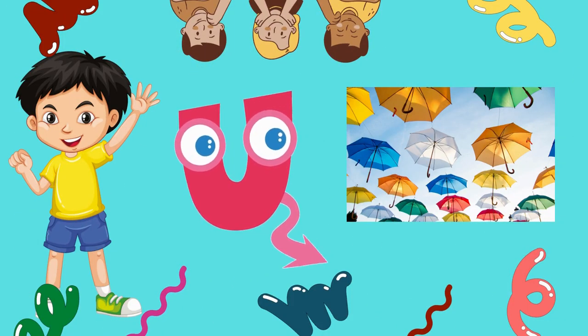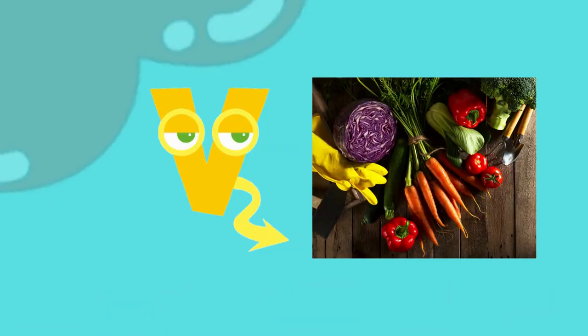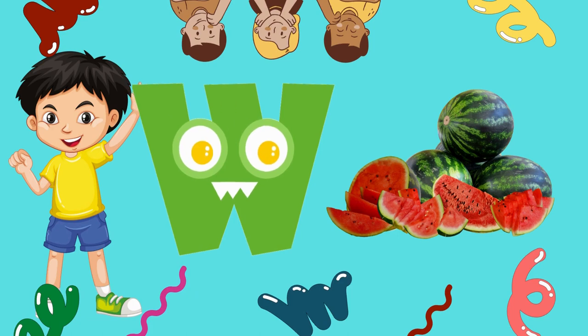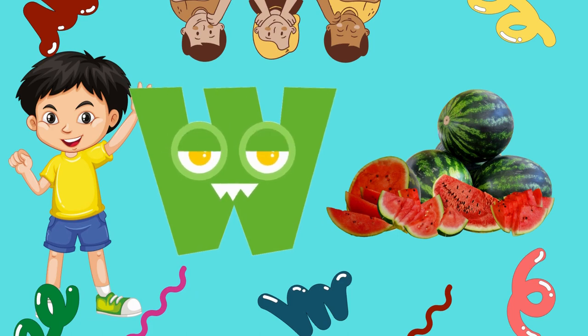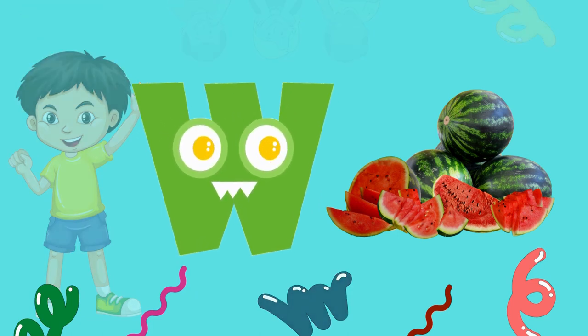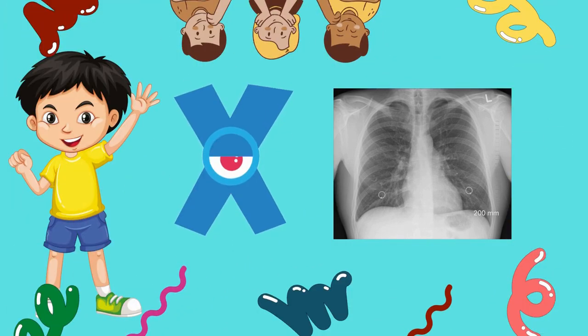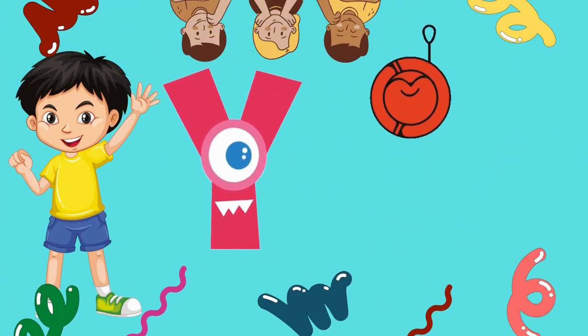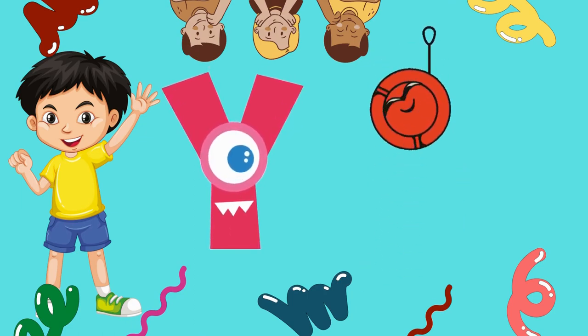U. U for umbrella. V. V for vegetables. W. W for watermelon. X. X for x-ray. Y. Y for yo-yo.